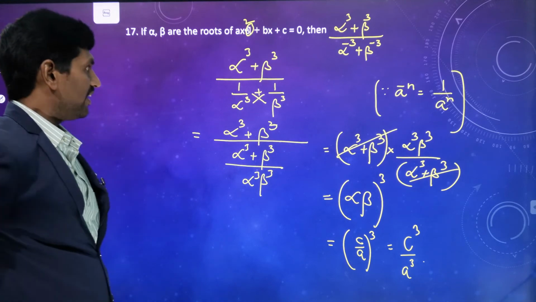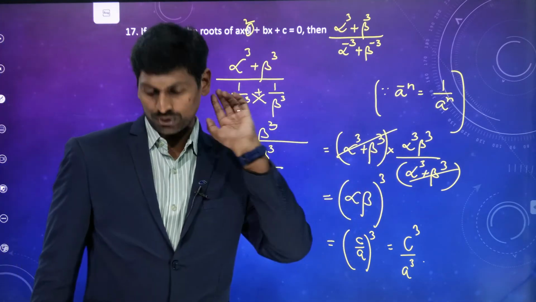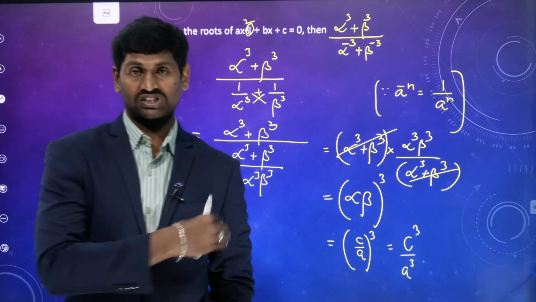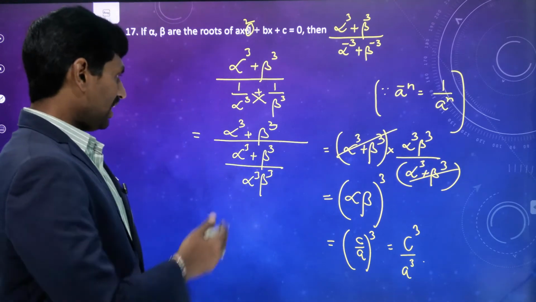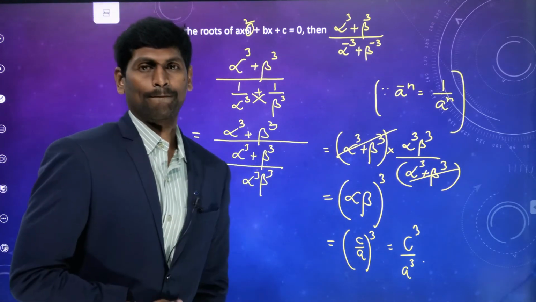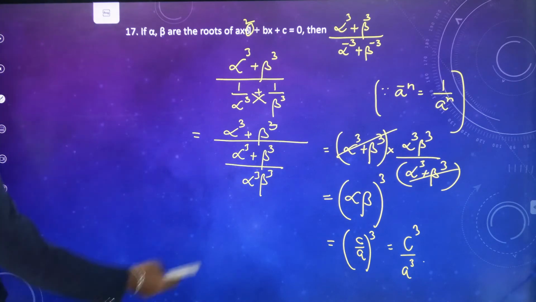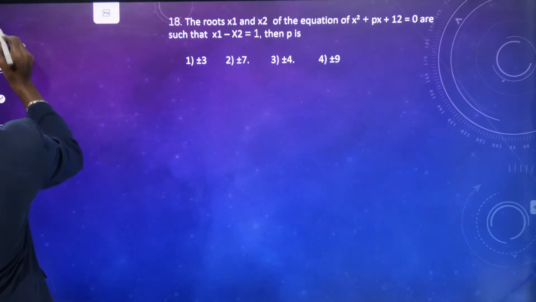I just simplified it. At the last I used the sum of roots and product of roots formulas, and substituted the values at the end. Until then I just simplified it, because we have the chance to simplify. Next.